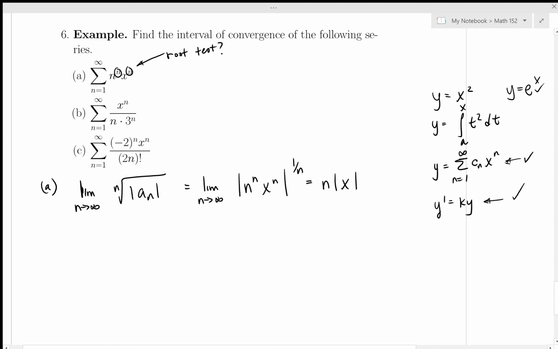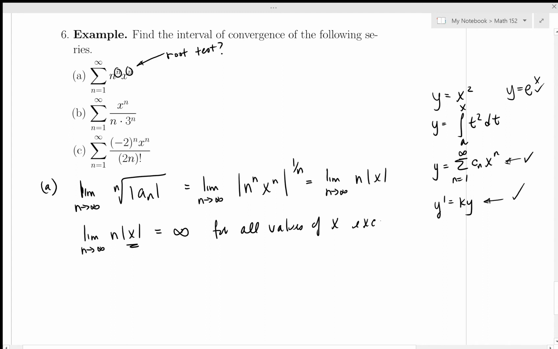Okay, so what happens? Oh, I did it again. I haven't yet taken the limit. Let's not forget that. So this is n times the absolute value of x. Now I want to take that limit. What is that limit? The limit as n goes to infinity of n times the absolute value of x. Well, x is fixed at some number, and then n just grows arbitrarily large. So that is infinite.